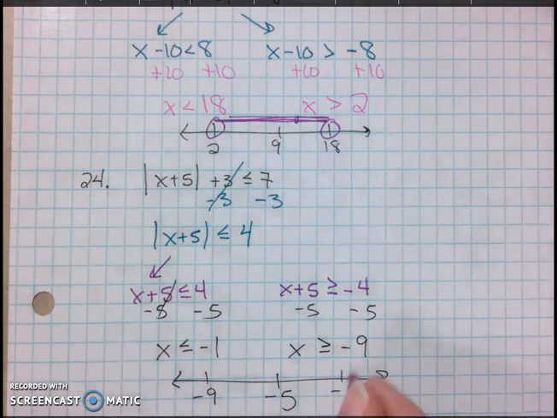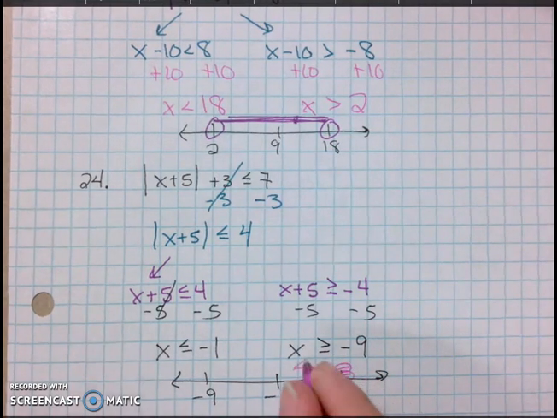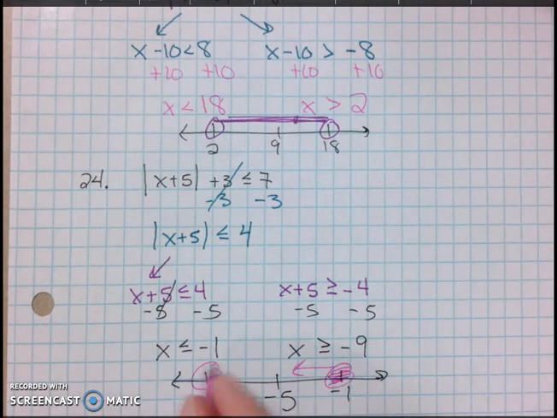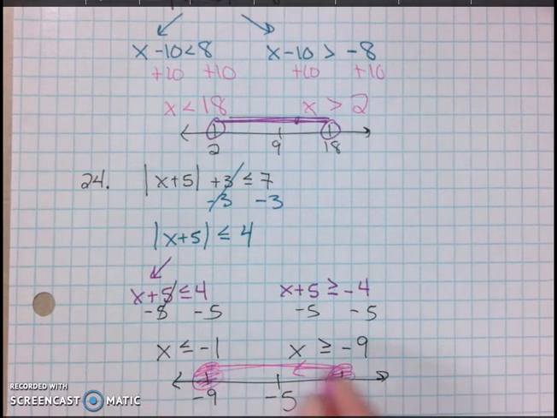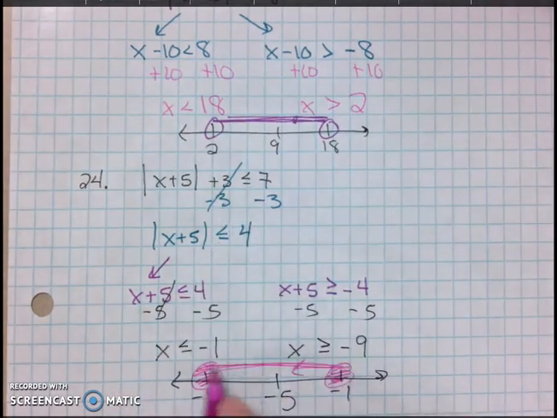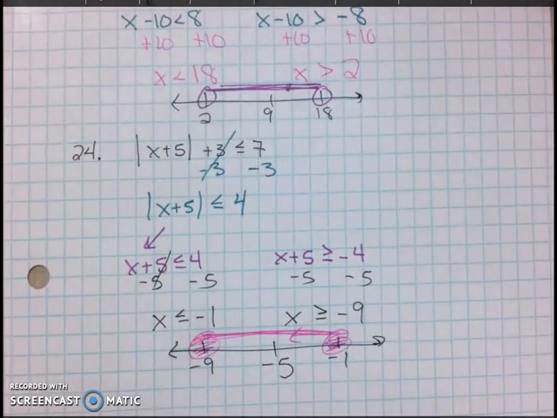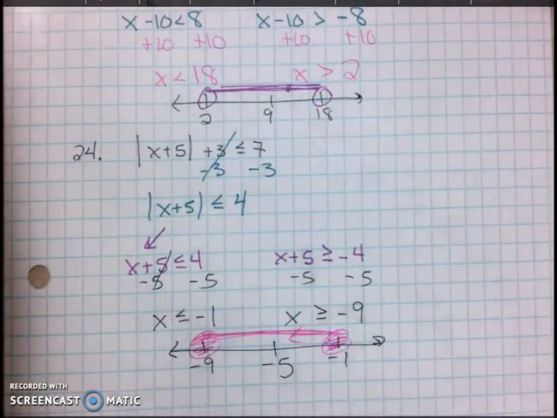X is less than or equal to negative 1, fill it in. Greater than negative 9 or equal, can fill it in. Connect it. Less than sign, it should be an and where they meet in the middle. So I know I did that right. Those should both be filled in.